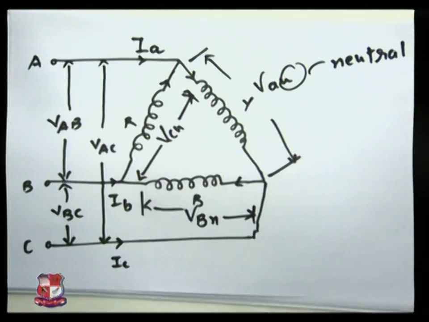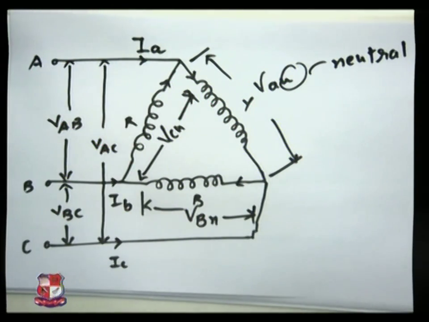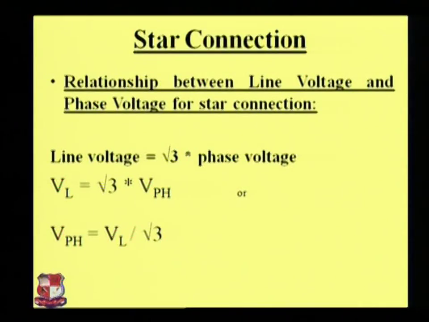So these are the four important terms if you are talking about any kind of connection, whether it is a star connection or a delta connection, because both connections are useful in a polyphase circuit. So these are the four terms useful for a particular connection. Now let us go through our topic, that is, for the star connection, the relationship between the line voltage and the phase voltage.